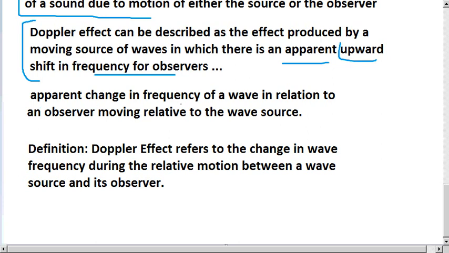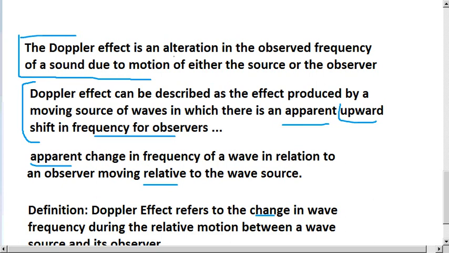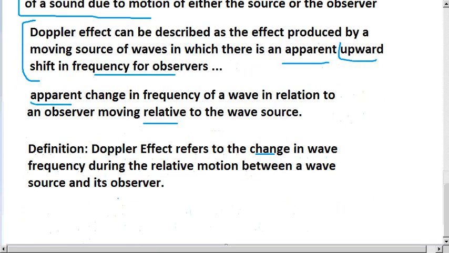Apparent change in frequency of a wave in relation to an observer moving relative to the wave source. Here also the word apparent is there. Definition: the Doppler effect refers to the change. Sometimes we say change, sometimes we say alteration, both words are similar, in wave frequency during the relative motion between a wave source and the observer.